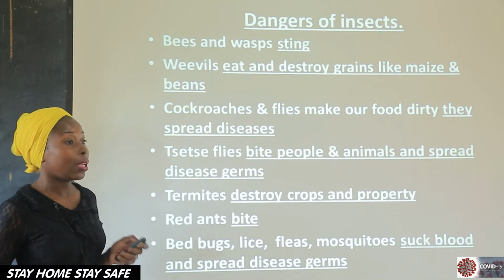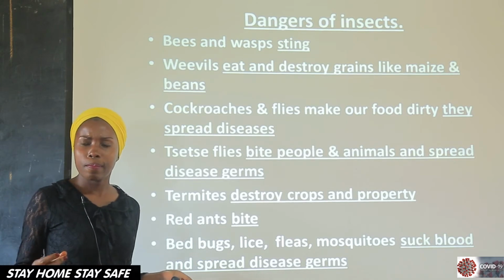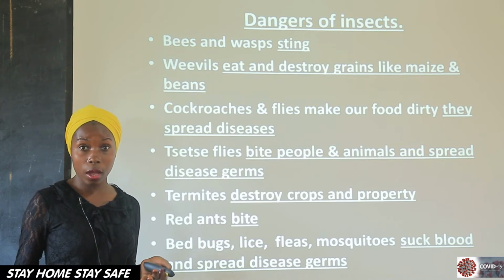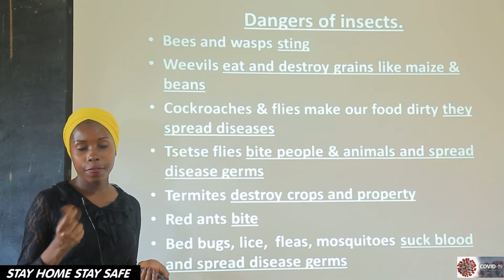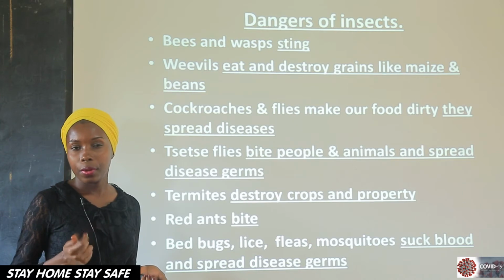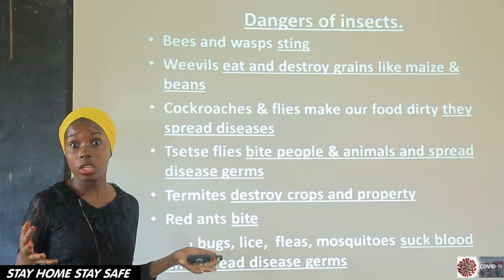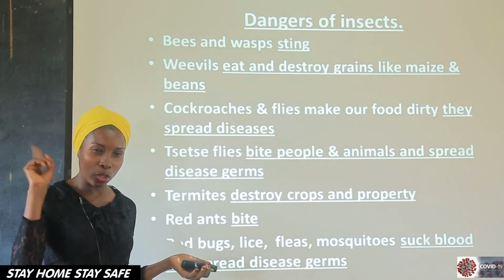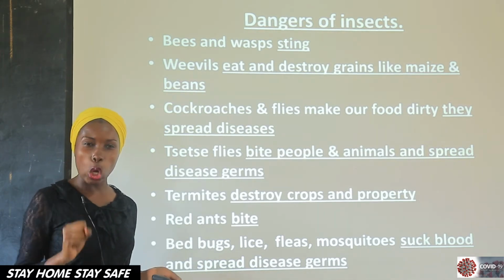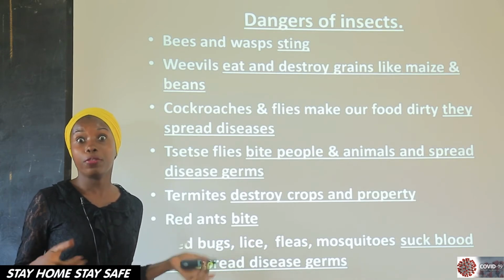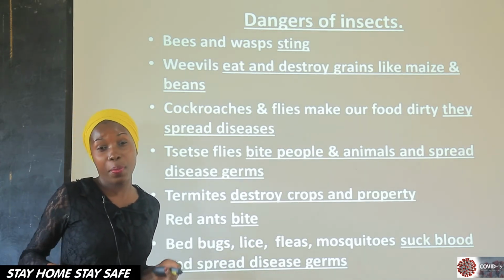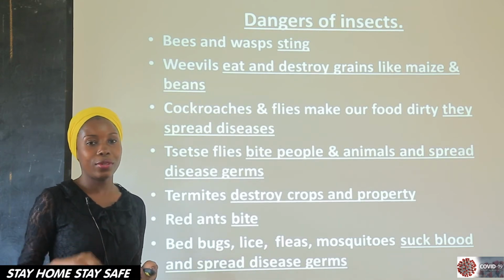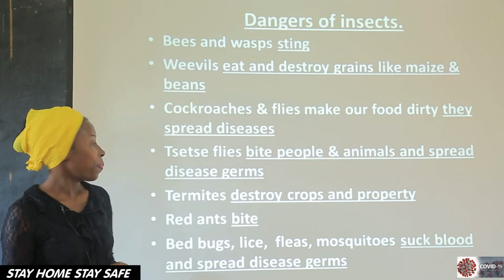The termites. Where do we find termites? Termites are mostly found in the anthill. If the termites gang up, they can eat up a very big tree and make it fall. They have those powerful mandibles, those powerful jaws, which might not look powerful to you, but they are very, very powerful. So they can gang up and eat up a certain tree until it falls down.